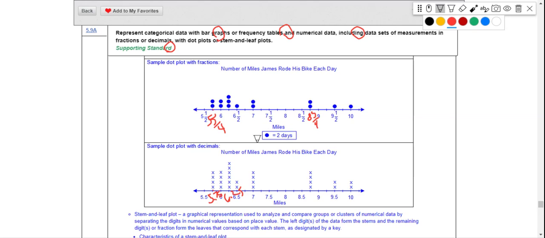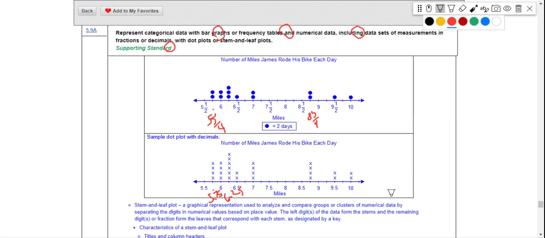1 dot equals 2 days. So there's 2, 4, 6 days he rode 6 3/4 of a mile. So it's the same way to put data or to create a data plot. However, this one's with fractions, this one's with decimals. This one has each dot equal to 2 days. And this one, each dot is equal to 1 day, or each X is equal to 1 day.